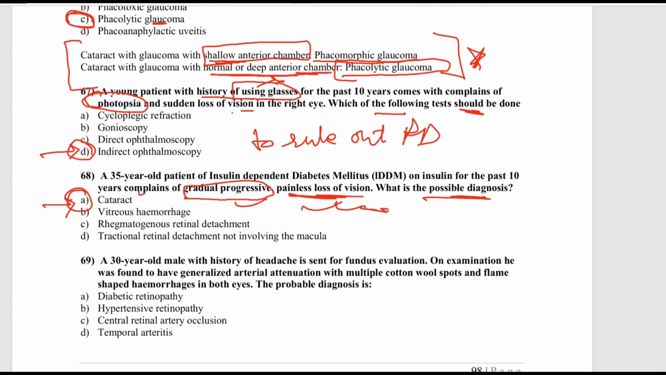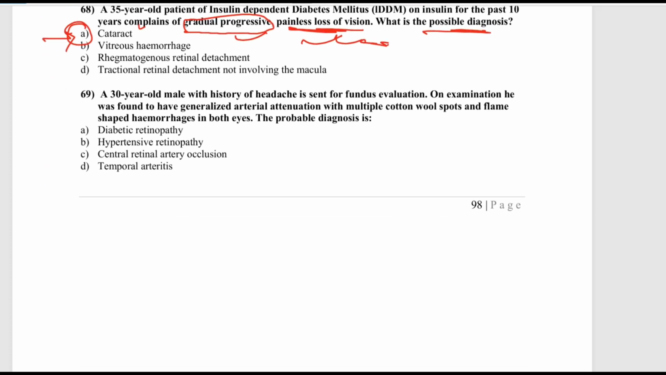Our next question is: a 30-year-old male with a history of headache is sent for fundus evaluation. On examination, he was found to have generalized arterial attenuation, with multiple cotton wool spots and flame-shaped hemorrhages in both eyes. The most probable diagnosis is: look here, a young patient with headache and these fundus findings of arterial attenuation, cotton wool spots, and flame-shaped hemorrhages. All these point towards hypertensive retinopathy.